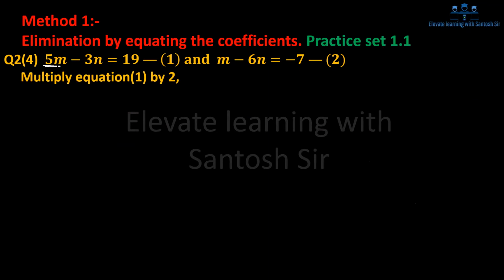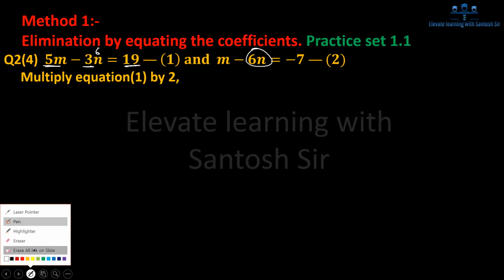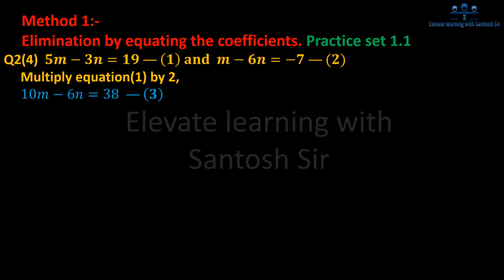5 will be multiplied by 2 to get 10. 3 will be multiplied by 2 to get 6, which will make it the same as n in the second equation. And 19 multiplied by 2 will give me 38. Now, on multiplication, I get 10m minus 6n is equal to 38. Now, we have minus 6n in the third equation and minus 6n in the second equation. Since the sign is the same, we will have to subtract, and always subtract smaller from bigger. So we will subtract equation 2 from equation 3.